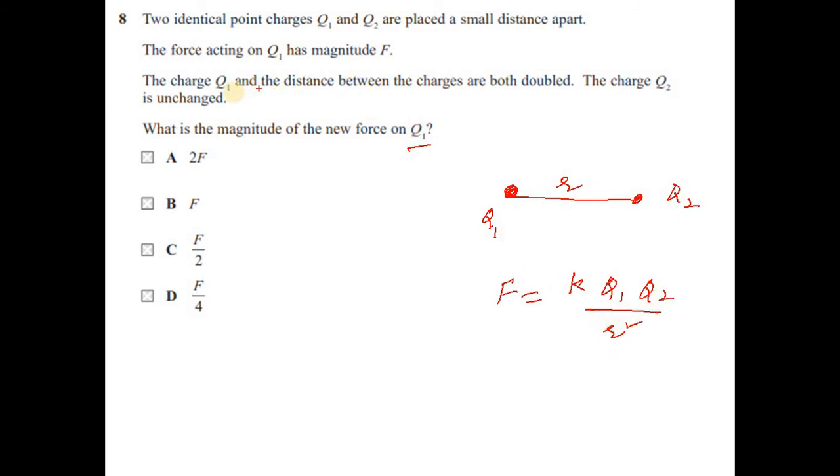They are saying the amount of charge and the distance are both doubled. So that means Q1 will be twice Q1, and r will be double, that means 2r squared, which is 4r squared. So this 2 will cancel with this 4 in the denominator, and you have 1/2. That means your option is C. The force will be half.